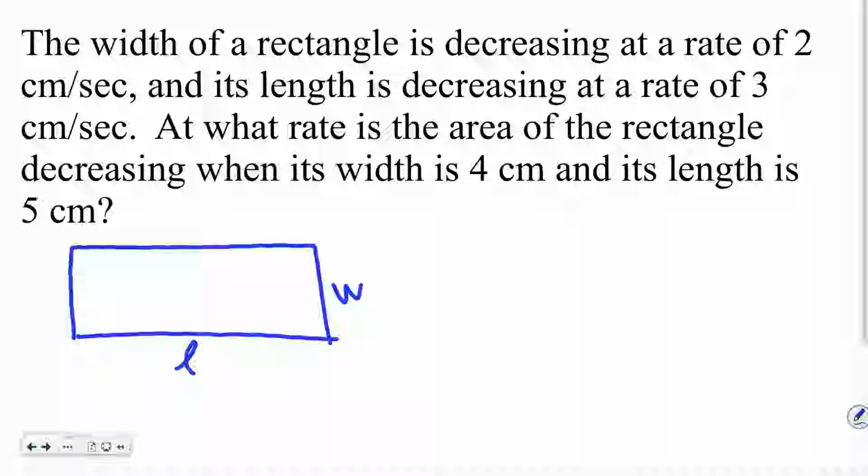Okay, the width of a rectangle is decreasing at a rate of 2 centimeters per second. What did they just describe? A rate, a negative rate. Okay, and it's the rate of the width. So since I labeled my width as W, they said that dW/dt is negative 2.